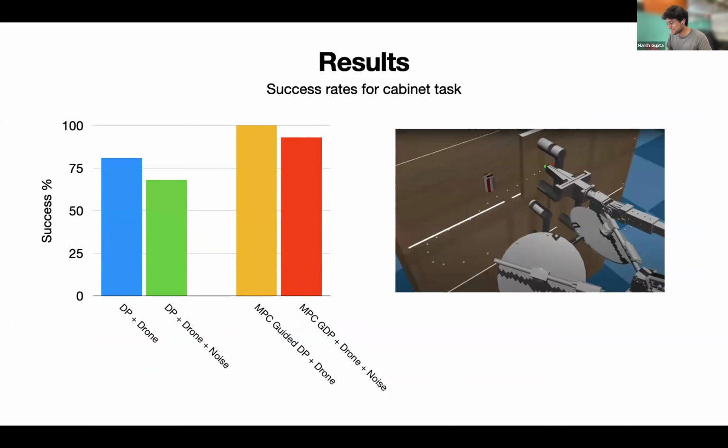So, disclaimer, everything is still in simulation. Hopefully next week or so, I should be doing some real world tests. But that's TBA, or TBD. So on the left side, you see the diffusion policy plus the drone, and then diffusion policy plus drone plus noise. We have a success rate of around 65%.